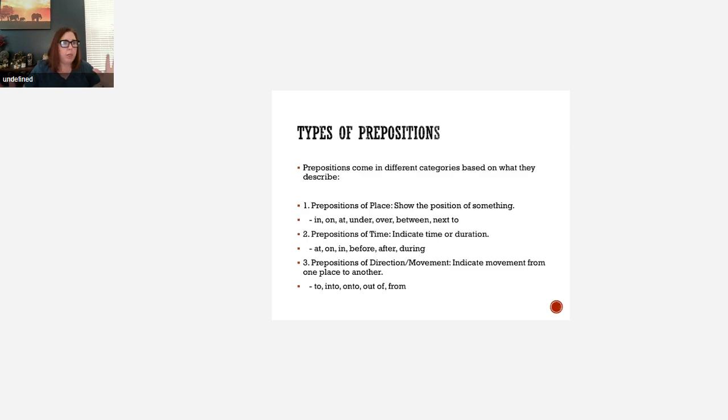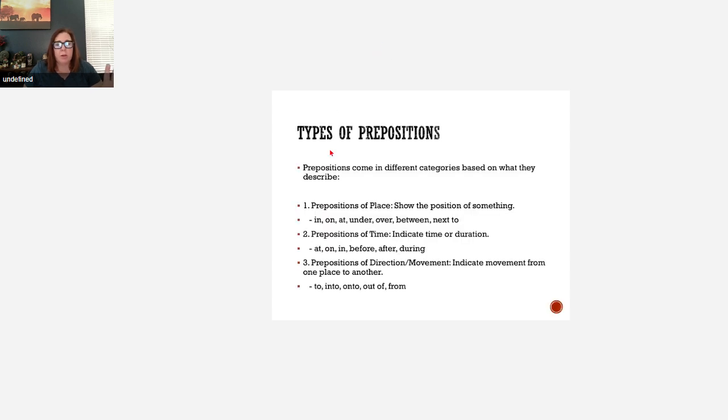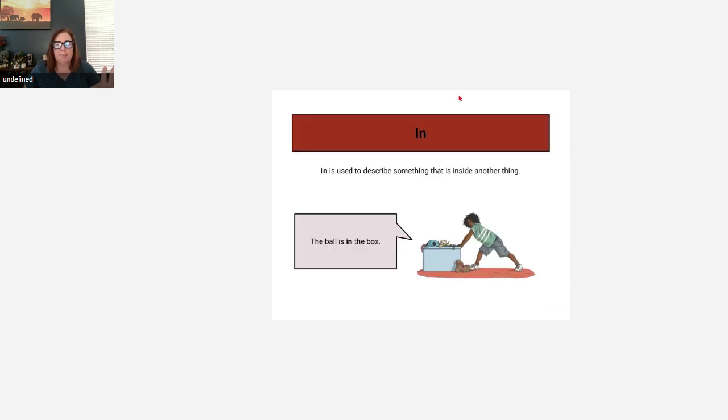Today, we're going to talk about one type of preposition, but just going forward, just know the different types are prepositions of place, prepositions of time, and prepositions of direction and movement. Don't need to worry about all of that now because we're not going over everything today. But we are going over prepositions of place.